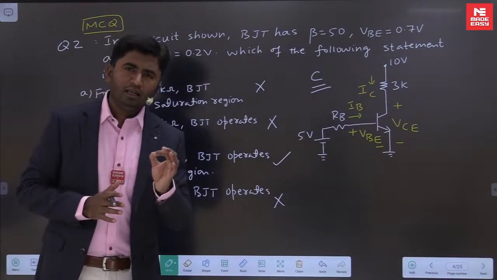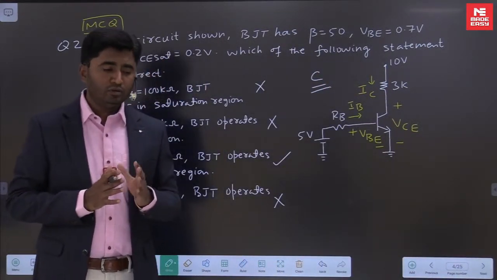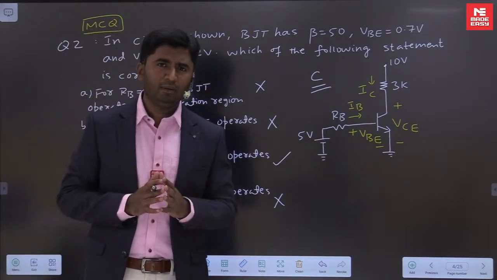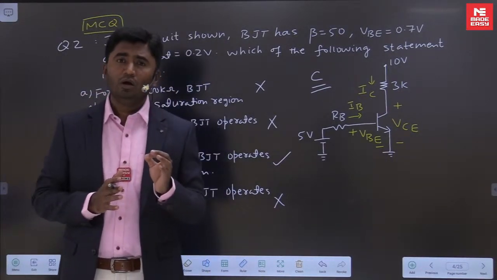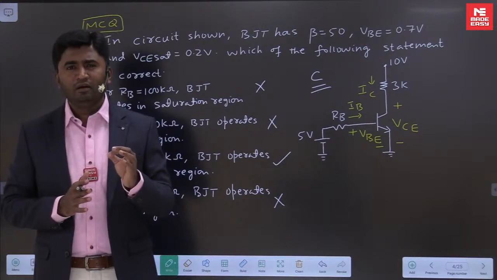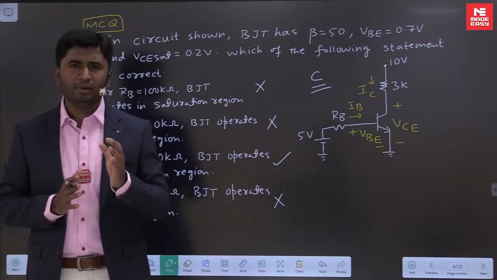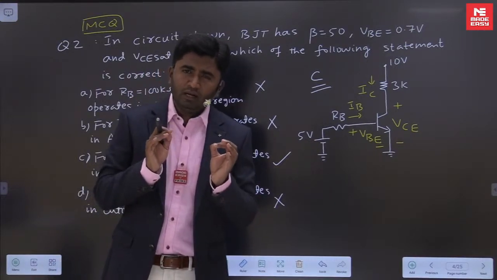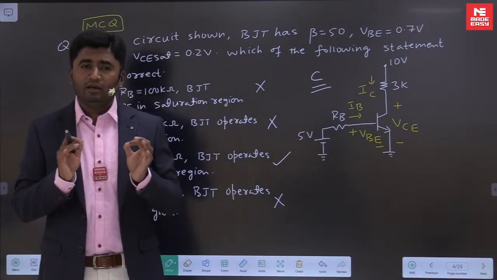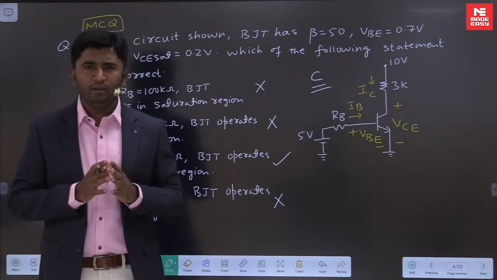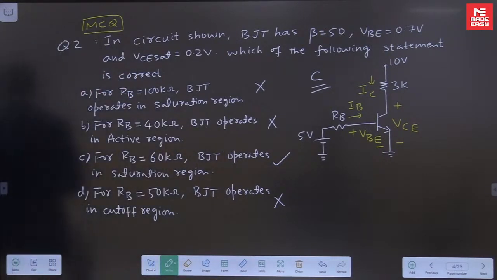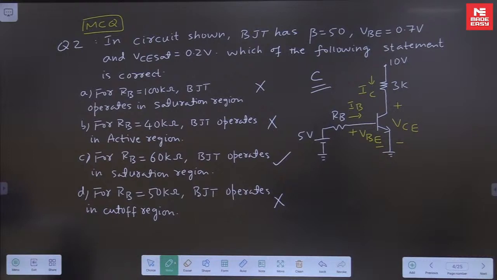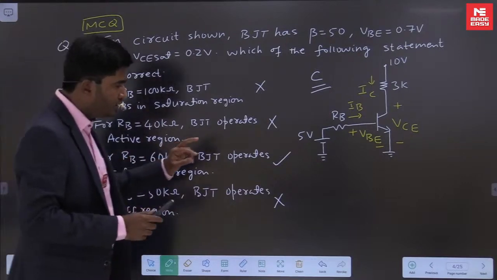This is also an important model of question which you can expect in the upcoming GATE paper. A question based on the operating region of a BJT is a very, very important topic with respect to the GATE paper. In this session I have selected some important types of questions which may appear in the upcoming GATE paper. So this was question number 2. Then let's move to the next question.